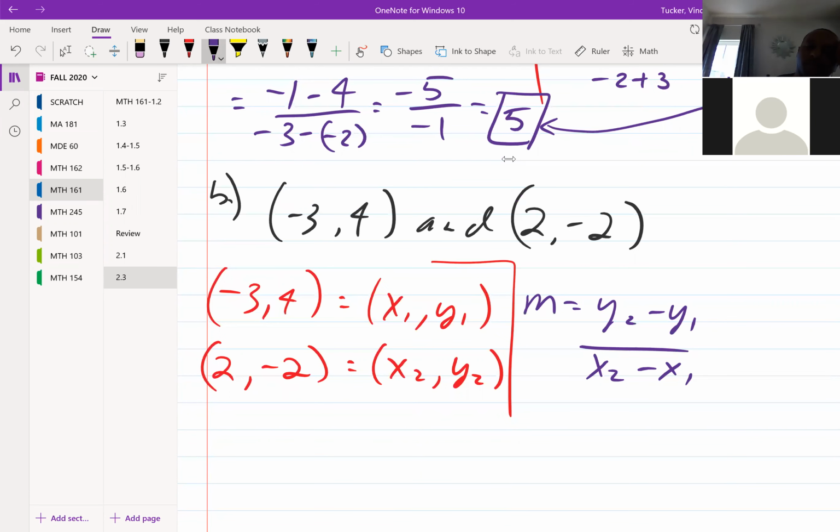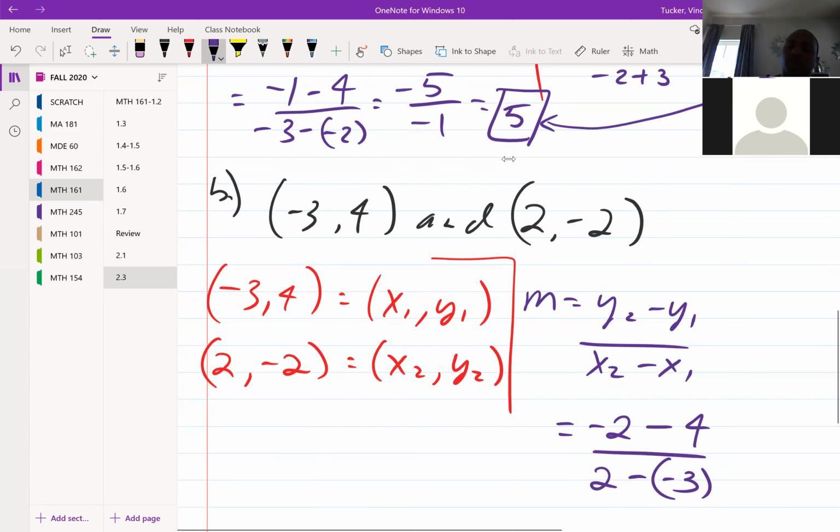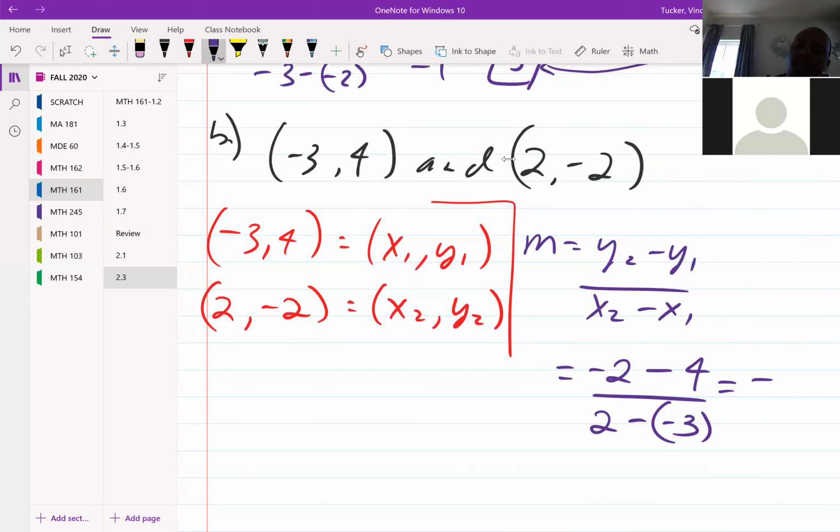All right, y2 minus y1 over x2 minus x1. Y2 is -2 minus y1, which is 4. X2 is 2 minus -3. On top, we have -6. On bottom, because of that negative negative, which is a positive, that would be a 5. And there's your slope.